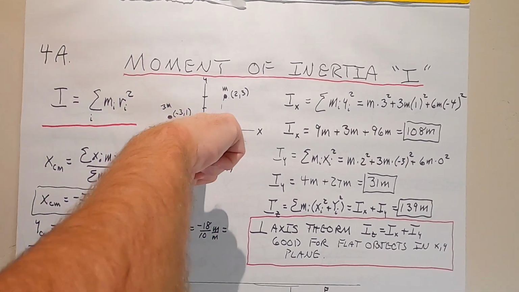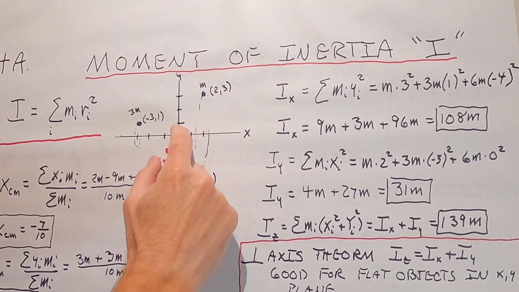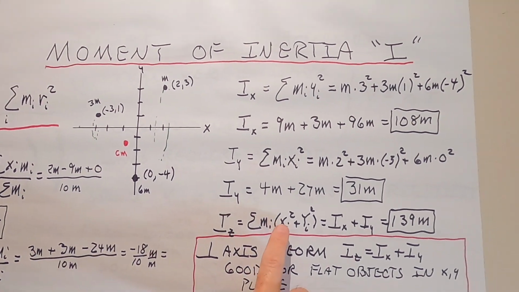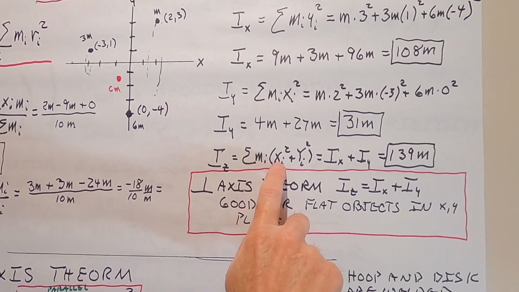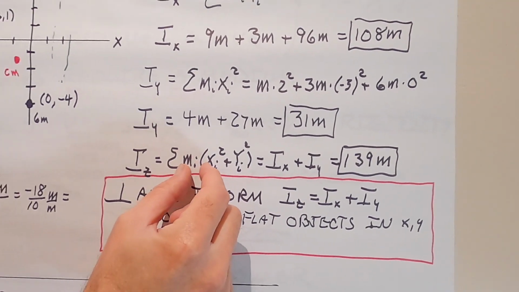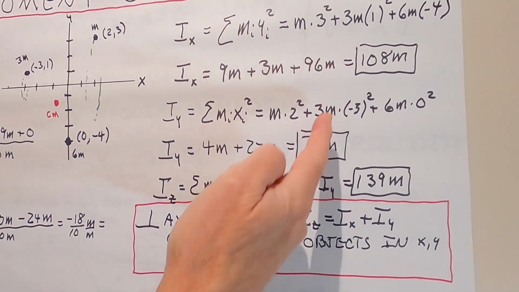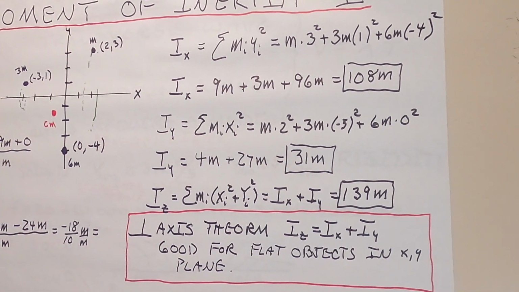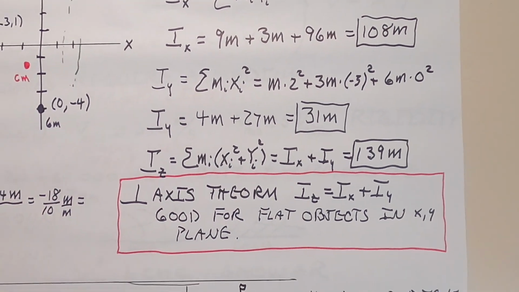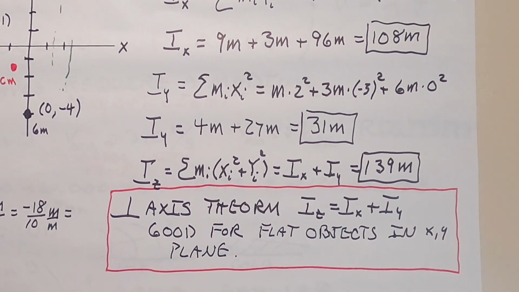And then we could have said, what if we want to rotate it about the z-axis? Well, now the radius squared is x squared plus y squared. So I can replace it with just m times x squared plus y squared. But if I just distribute this through, this is just I about the x and I about the y. So I about the z, I can just add these two up, and that's 139. We could call that the perpendicular axis theorem, because these are all perpendicular to each other, x, y, and z. I about z is equal to I about x plus I about y.